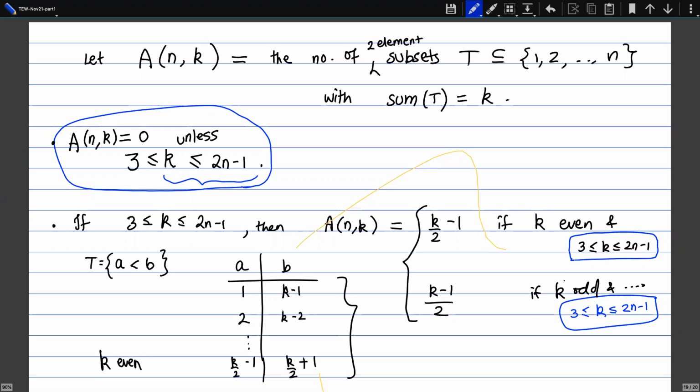Okay, but if you take the previous problem, the two-element subsets of 1 to 20 with sum 30, we get the answer is 6, I think. If you take k equal to 30, the sum is 30. I see what you mean. Yeah, I guess there is a mistake already. Yes, absolutely, because k minus 1 can't be too big, right?